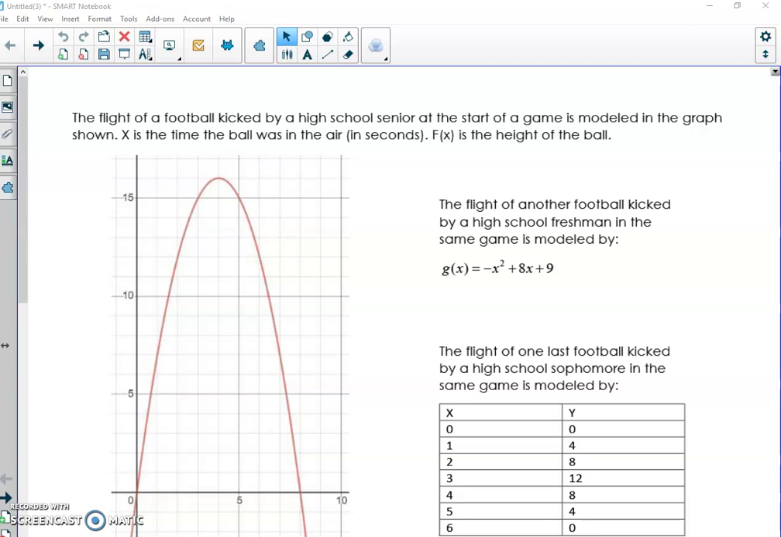All right, you guys, so we're going to go over today how to tell what the maximum height of something is from a graph, a table, and an equation. So from the graph itself, it's actually pretty easy. Obviously, you just look at what the highest point is.